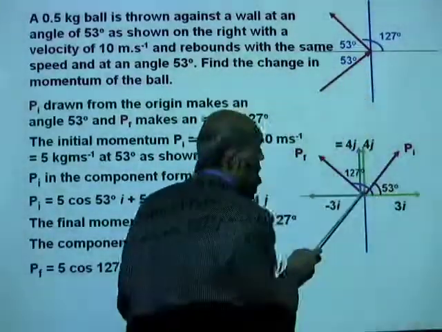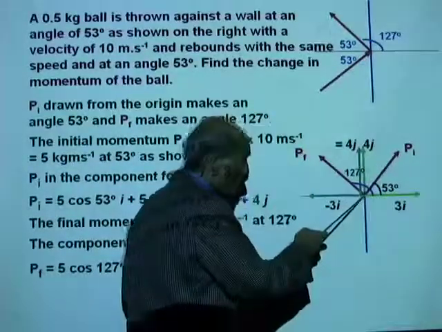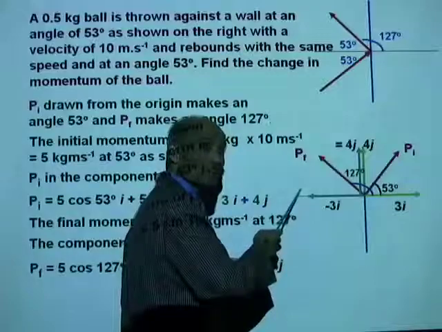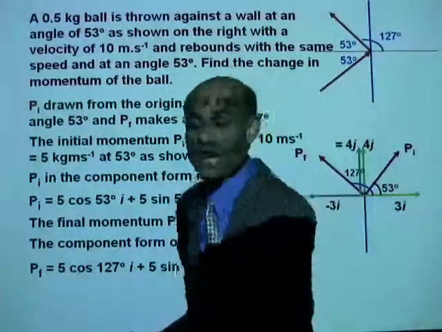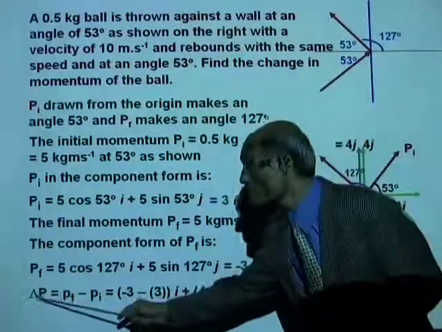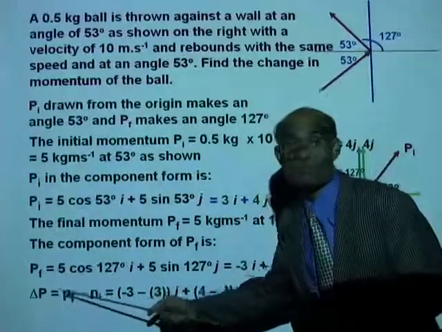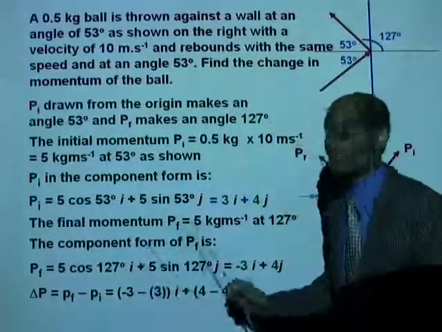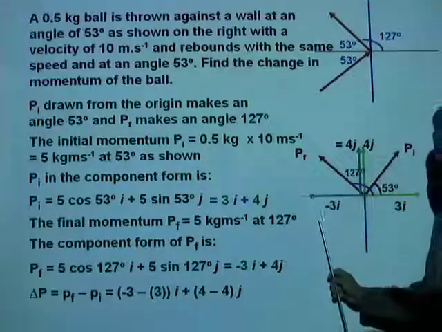But the initial momentum in the x direction is 3i. The final momentum in the x direction is negative 3i. And therefore, there is a change in momentum in the x direction. So delta P is Pf minus Pi, final momentum minus the initial momentum. And we will do that for the x and y separately.